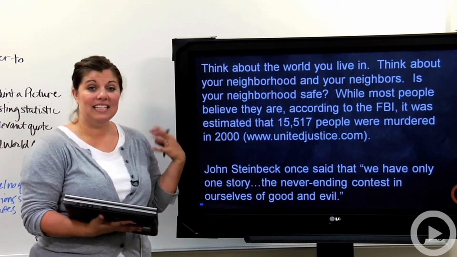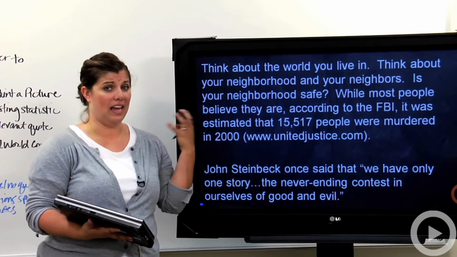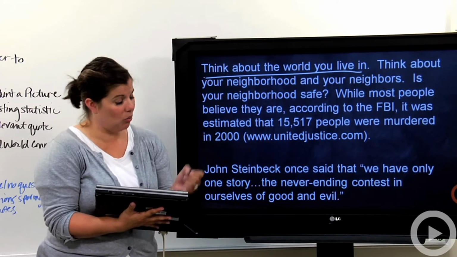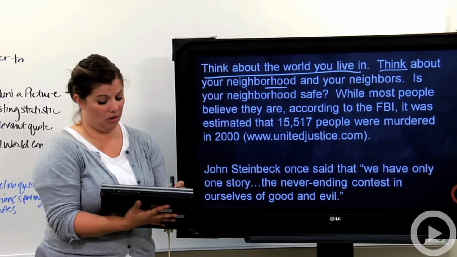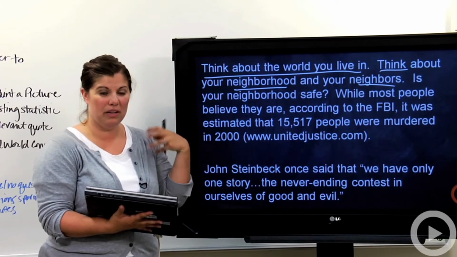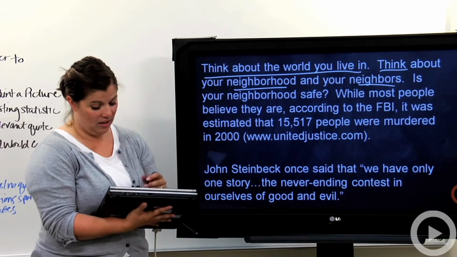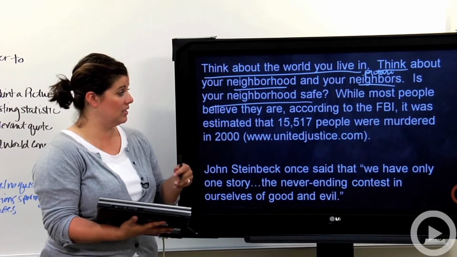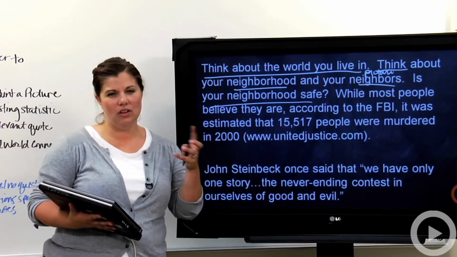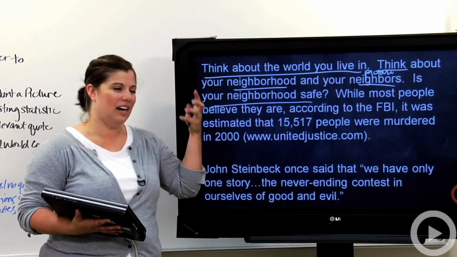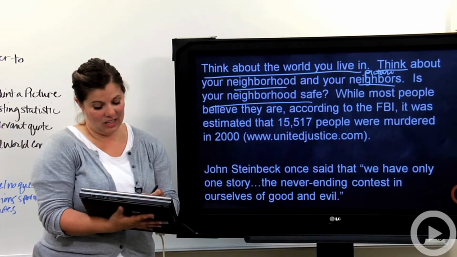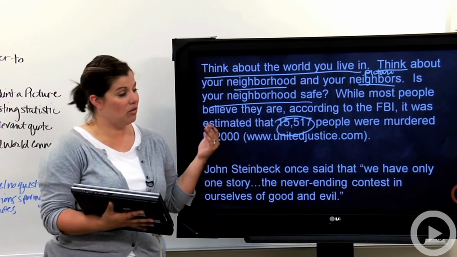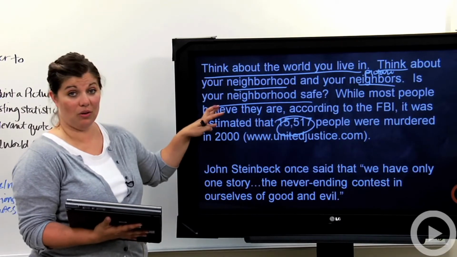All right, I like this because it uses a lot of different objectives here. So here we have, think about the world you live in. Think about your neighborhood and your neighbors. That's essentially painting a picture, asking the reader to really get there. And then they ask them a question. Is your neighborhood safe? And that's something I would really think about. Even though it's yes, no, I've got a lot of things to think about there. And then they hit you with this shocking statistic, right? 15,000 people murdered. So this is a good job of employing a lot of different ways of hooking a reader in.